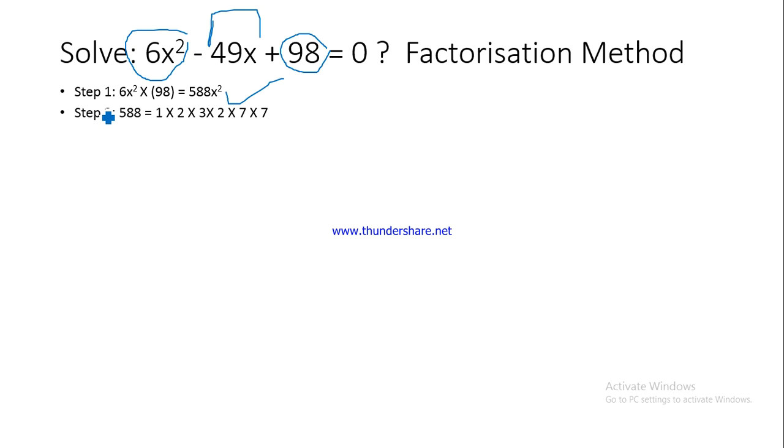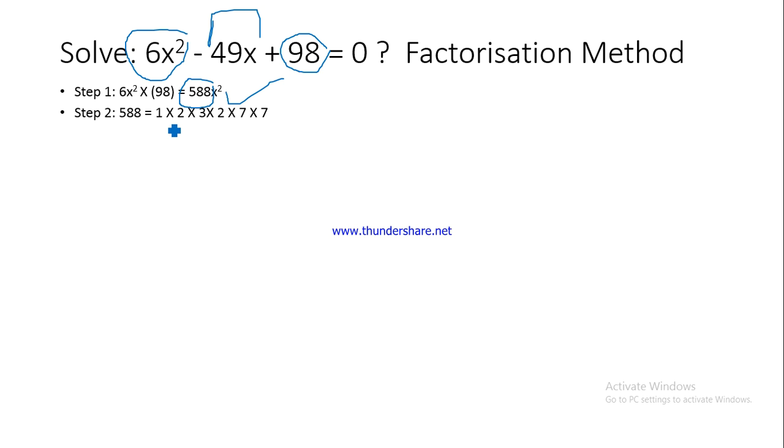What happens in the next step? In step 2, you have to basically factorize 588, the coefficient of what you have obtained in the first step. So you basically factorize 588. What are you going to get? You are going to get 2 into 3 into 2 into 7 into 7. We have also multiplied it with 1. But then how do you do that?